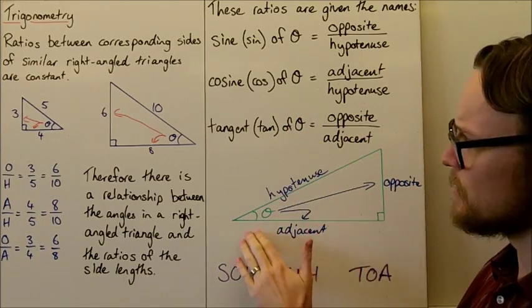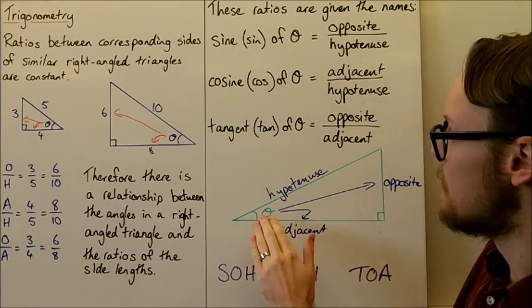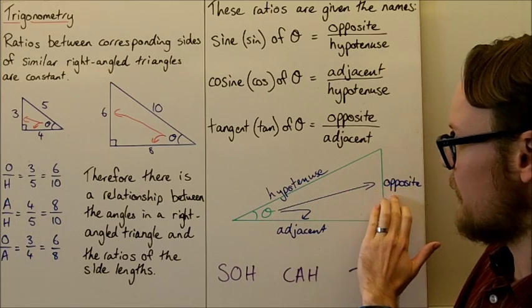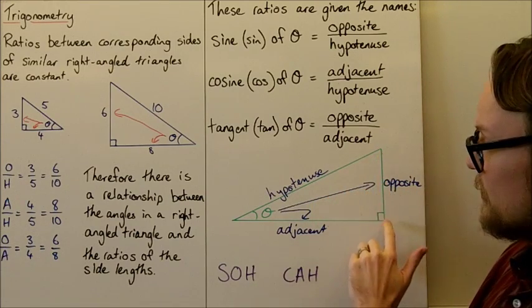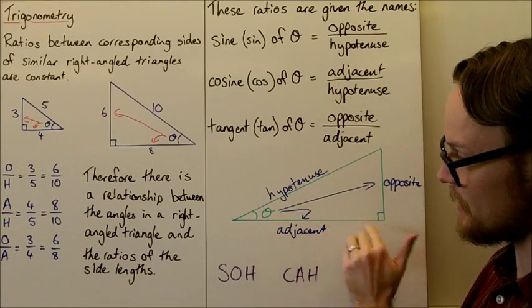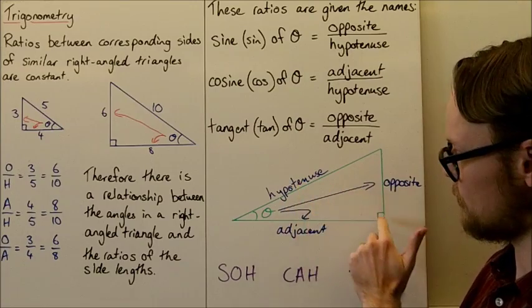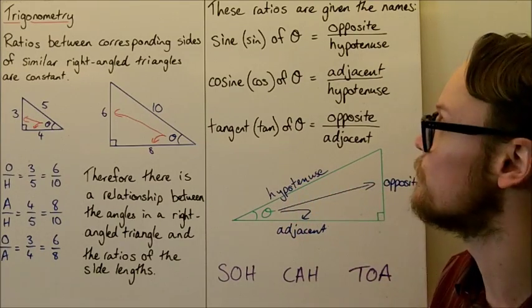So in our triangle, if we've labelled where the angle that we're looking at is, the opposite side to that angle is the side that's furthest from it. The adjacent side is the one that is next to the angle, and the hypotenuse is always the side that is opposite the right angle.